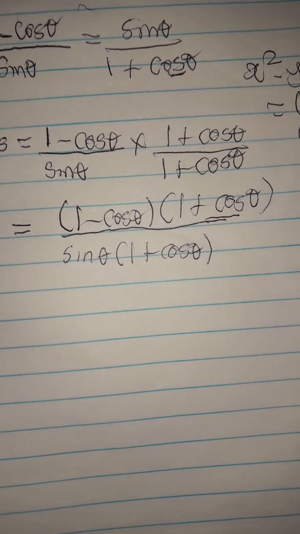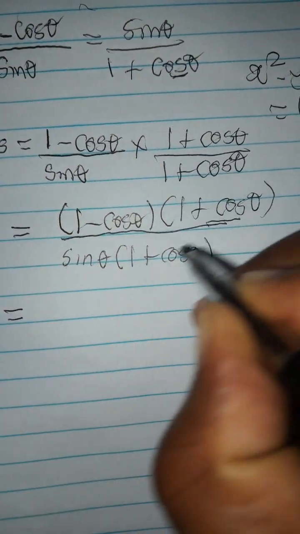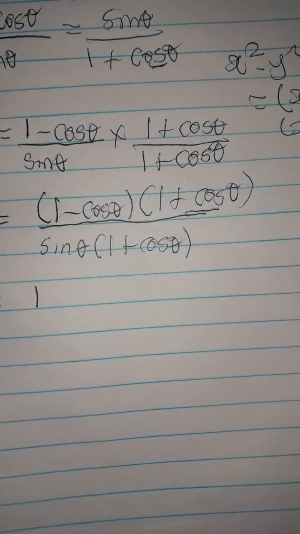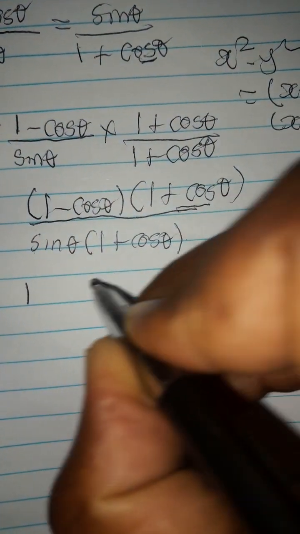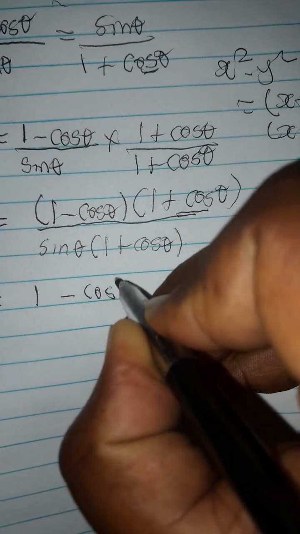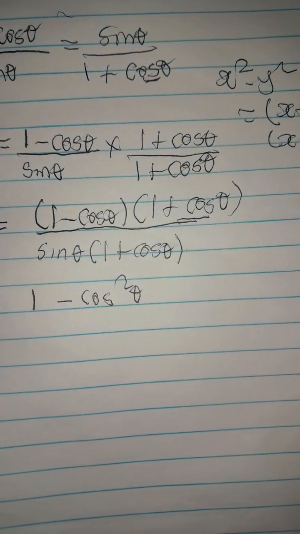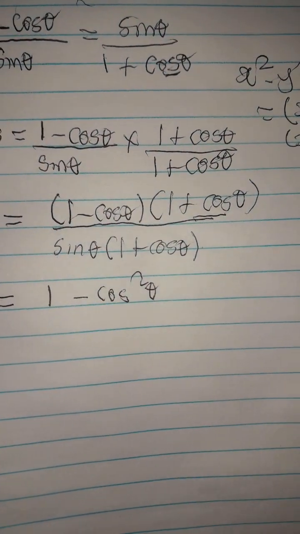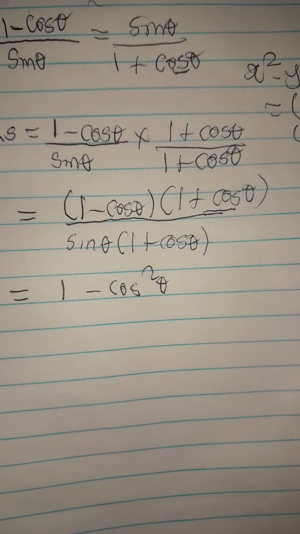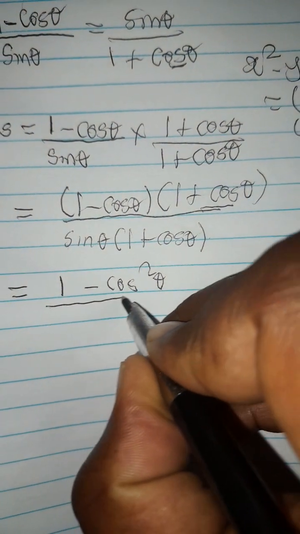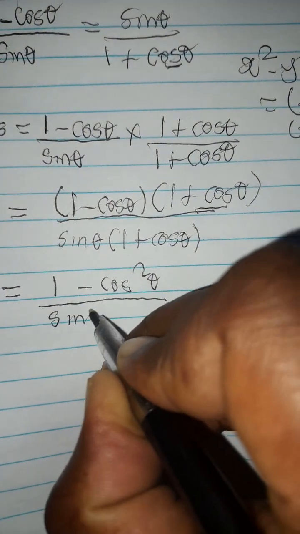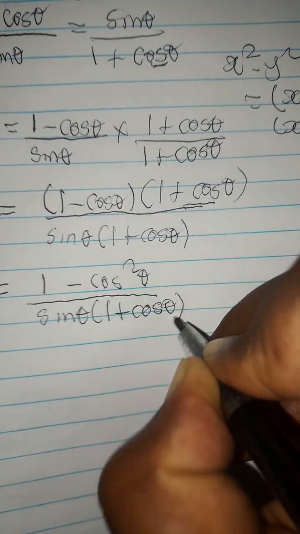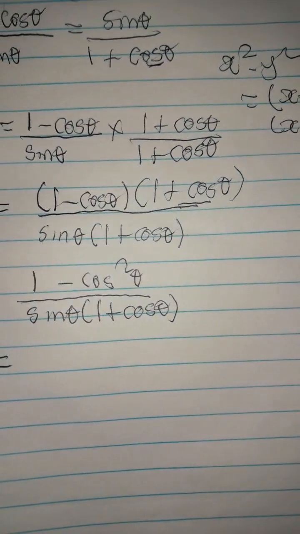So to make life easier, I'm going to multiply out: 1 times 1 will be 1, the same as 1 squared. Then negative cos times cos will be negative cos squared theta. Because it's a difference of two squares, it's kind of simple. You don't have to write a lot of steps in terms of multiplying out. Divide by sine theta, guys, times 1 plus cos theta. So what is 1 minus cos squared theta?